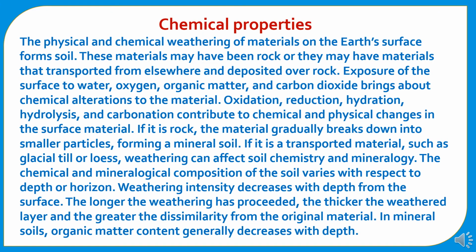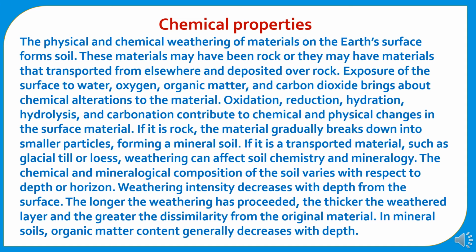Now we will study about chemical properties of soil. The physical and chemical weathering of materials on the earth's surface forms soil. These materials may have been rock or they may have been materials transported from elsewhere and deposited over rock. Exposure of the surface to water, oxygen, organic matter and carbon dioxide brings about chemical alteration to the material. Oxidation, reduction, hydration, hydrolysis and carbonation contribute to chemical and physical changes in the surface material.